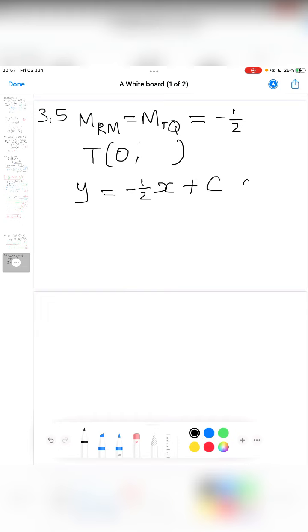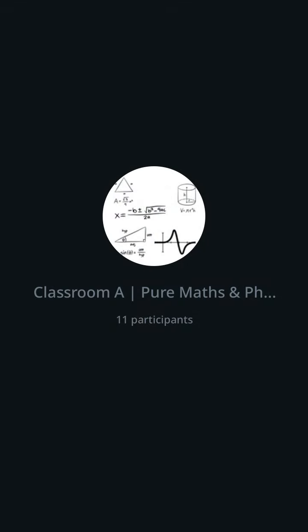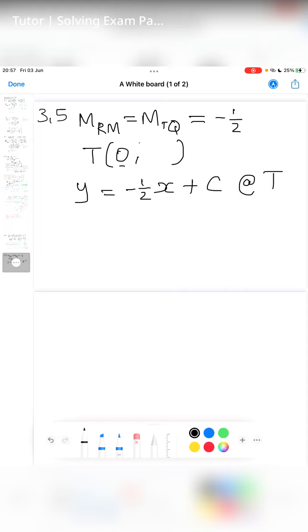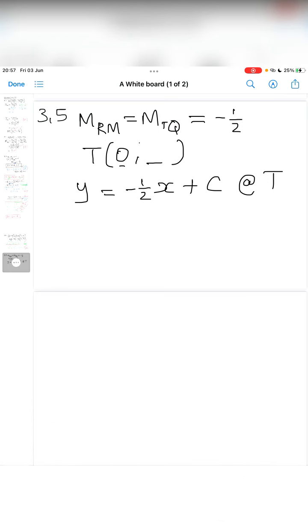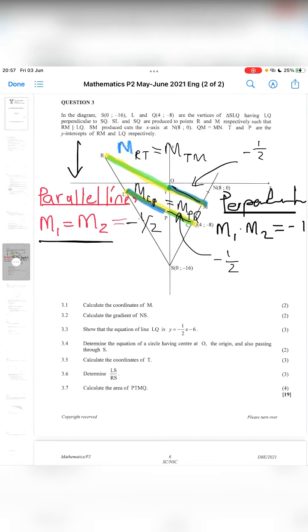c there. At which point? At point T, where we know x is 0, but we do not know the y value there. I'm just hoping that what I'm doing there is the correct procedure. Let me quickly check something over there. So the question says calculate the coordinates of T. At T, we know x is 0, but we don't know what y is over there.